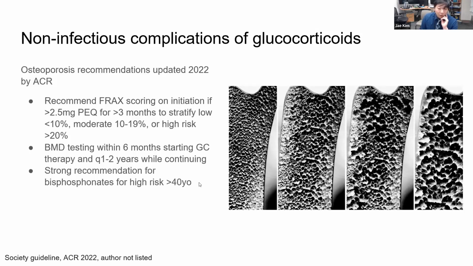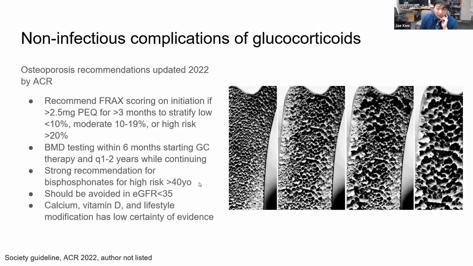And they have a strong recommendation for giving bisphosphonates for patients in the high risk category who are greater than 40 years old, and it should be avoided in EGFR less than 35. Now, I was surprised about this one. Calcium, vitamin D, and lifestyle modification, they mentioned specifically, has low certainty of evidence.